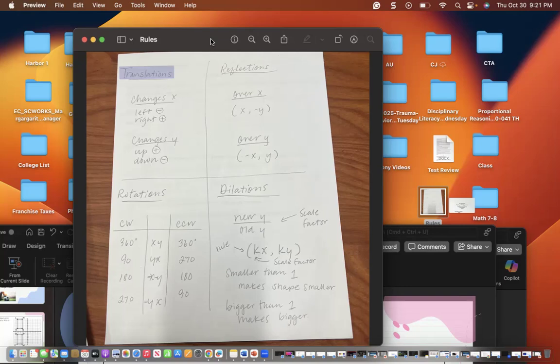And then dilation is new over old, and that's how you find a scale factor. And then the rule is K times X, with K being the scale factor, and K times Y. And we want them to know that if it's smaller than one, that makes the shape smaller. If it's bigger than one, it makes the shape bigger. But they write this every day, and they're going to do that up into their unit test, so that even though we can't give them the information, they know this by memory and they're able to write it.